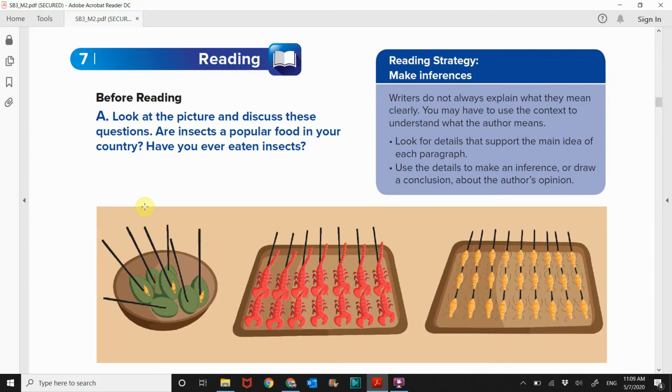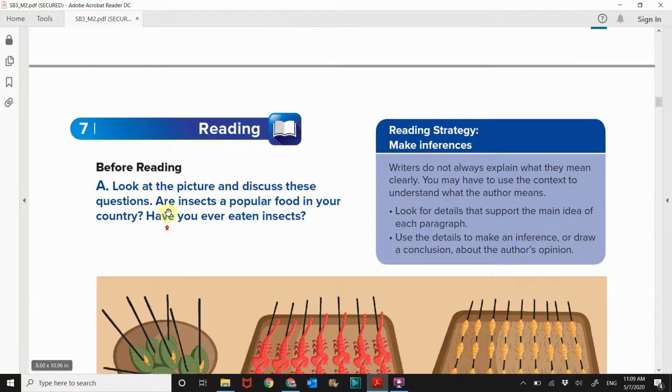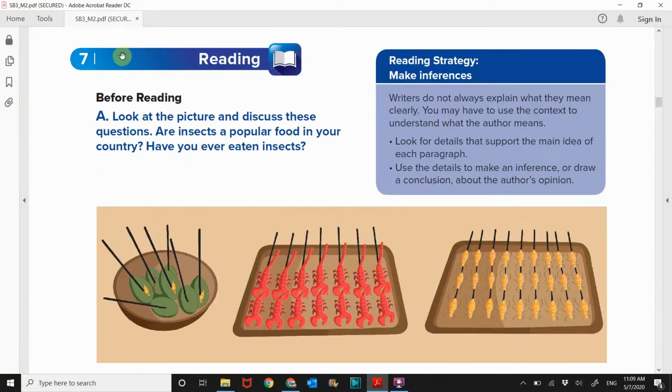We are in section 7, reading. We are in unit 4, and this is page 42. Page 42. So right now, I'm going to read the reading strategy, and then we will continue with the exercise.